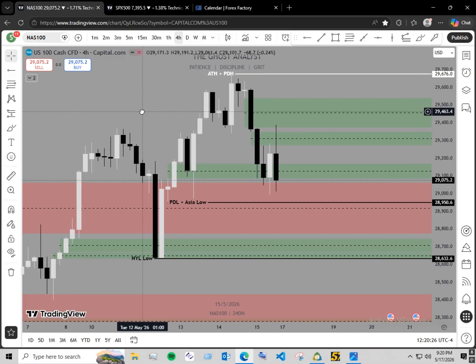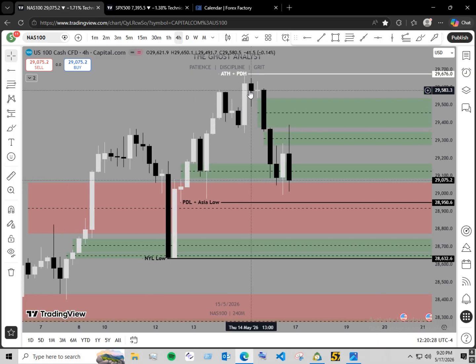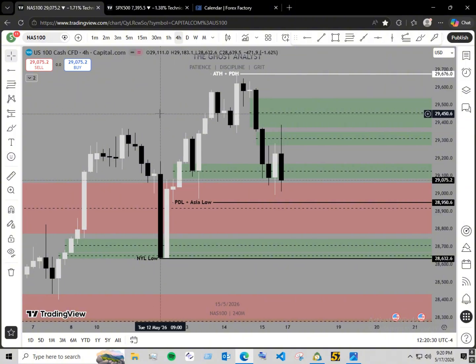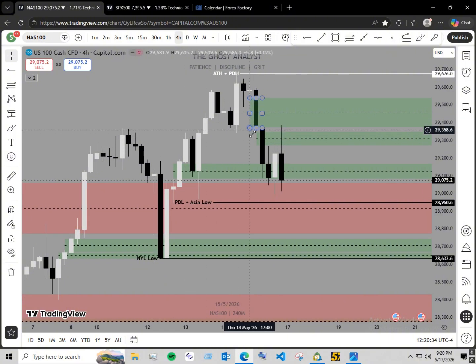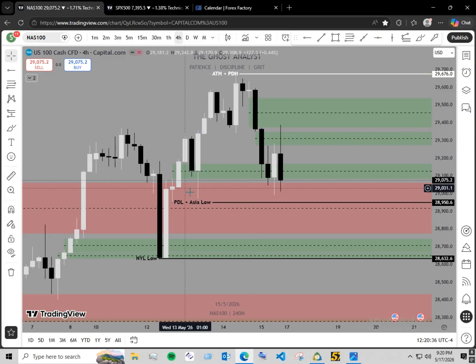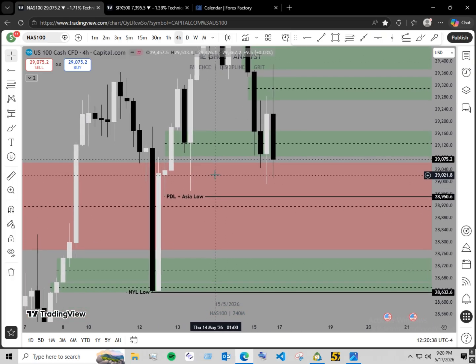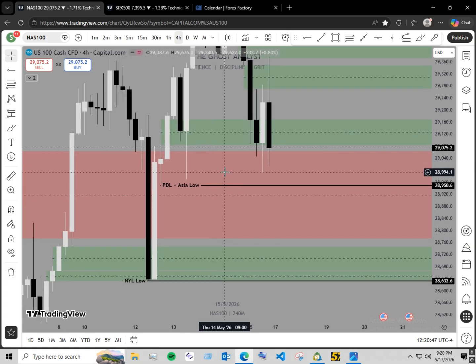Now on the higher time frame, obviously we are at all-time highs, but on that particular day I was bearish. Why? We created this 4-hour bearish gap and another 4-hour bearish gap, plus we had these equal lows. The previous day low plus Asia low, and this low I haven't marked it on the 4-hour, but this is the New York AM low, and this has a very big role in that day's trading.